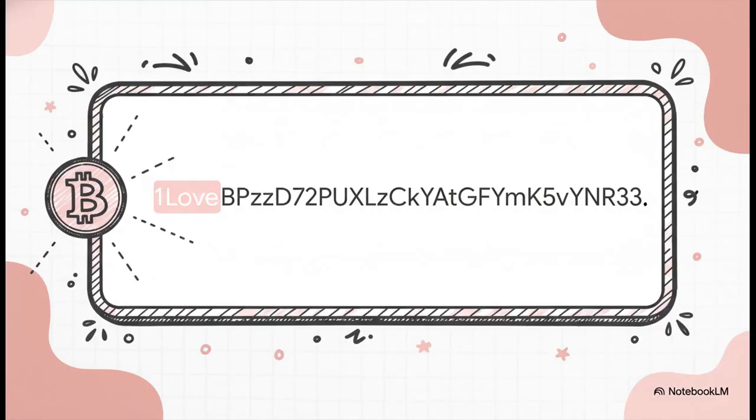And check this out, this is a perfect example. See how this address starts with one love? That's not a Photoshop trick. That is a real, working Bitcoin address. Someone, somewhere went to the trouble of generating it just to have that cool prefix. You could literally send Bitcoin to that address right now. So cool. But how on earth did they do it?